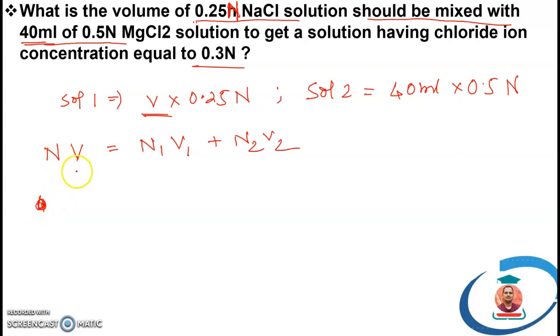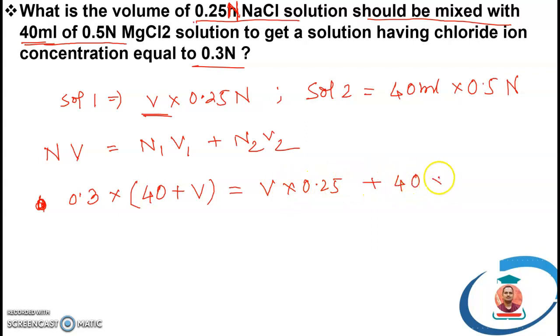Here the normality is given as 0.3 normal. So I have written N is 0.3 into the final volume, which is 40 plus V, and that equals N1V1, where the initial volume of sodium chloride we have assumed as V. So V into 0.25 plus 40 into 0.5. After calculation, we get V equals 160 ml. So this is the answer.